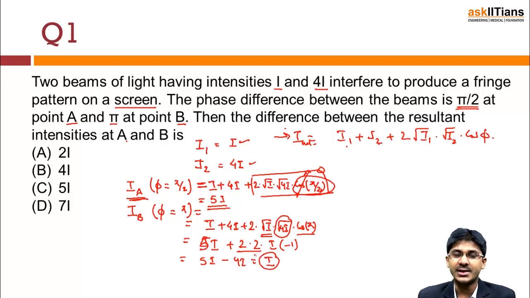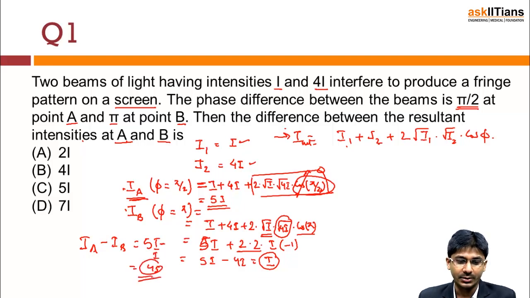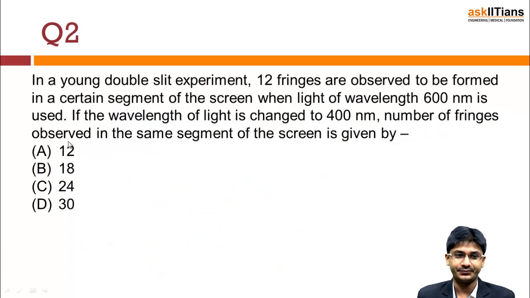Now the question being asked to us is the difference between the resultant intensities at A and B. So it is being asked IA minus IB. What is the value? It is 5I minus I, so this is 4I. So this is the answer. If you look at the options, B is the correct option. Okay, so let's move to the next question.